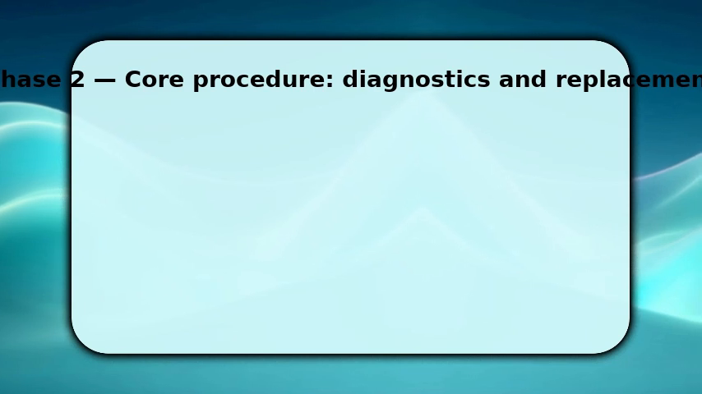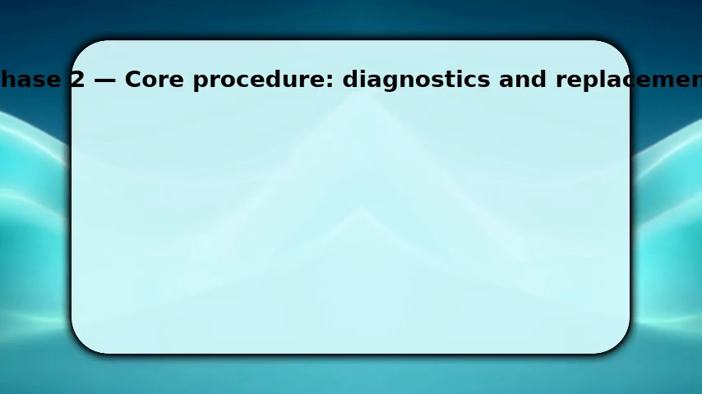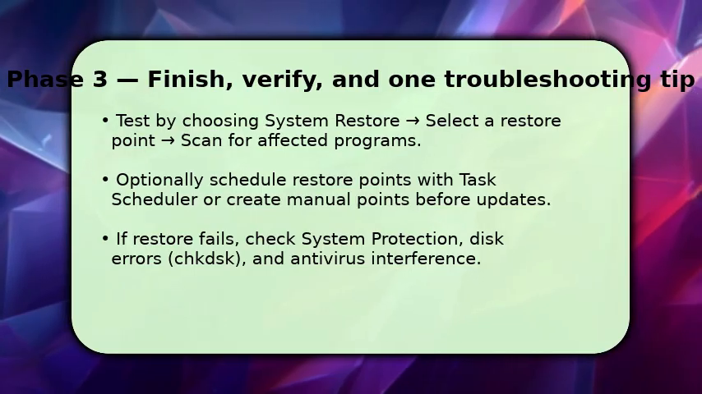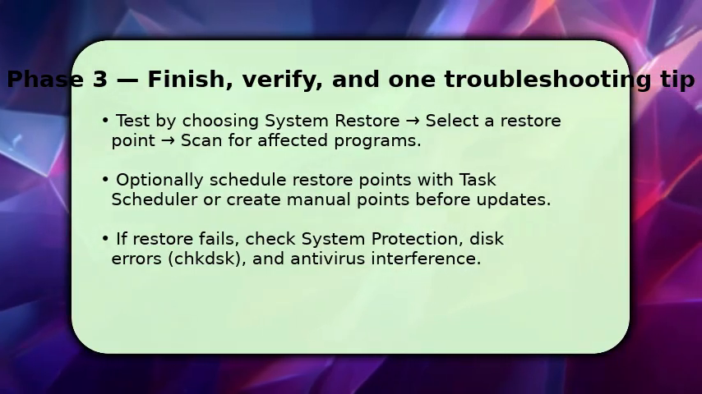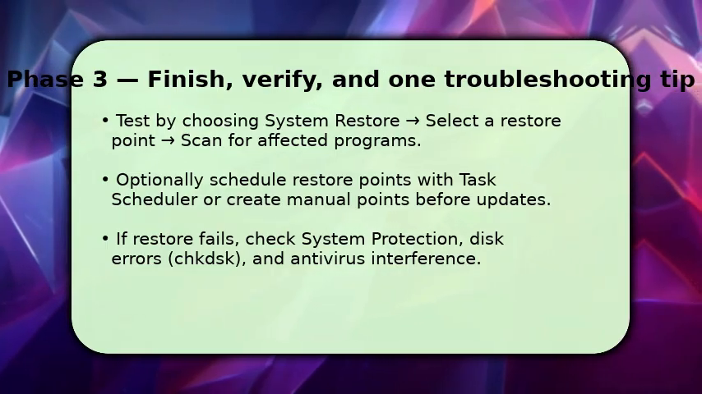To finish, test System Restore. Open System Restore from the System Protection tab, pick a recent point, and run scan for affected programs to see changes. Once satisfied, you can schedule manual points using Task Scheduler or create one before major updates.